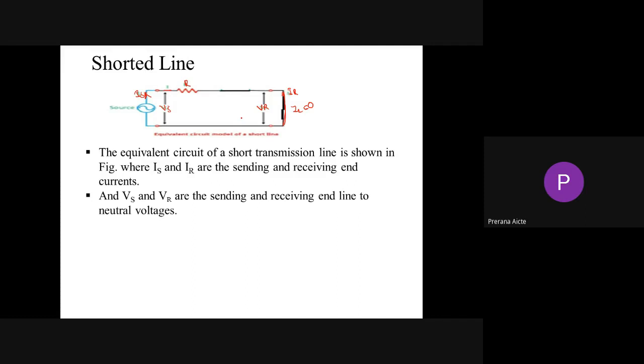Now, V of S and V of R are the sending and receiving voltages of a transmission line. Since it is a short circuit, the source current is equal to the receiving current, that is I of S is equal to I of R, and V of S is equal to V of R plus I of R into Z. So those are the transmission line parameters.